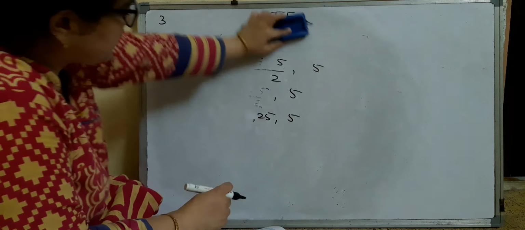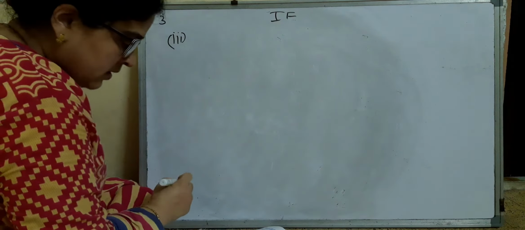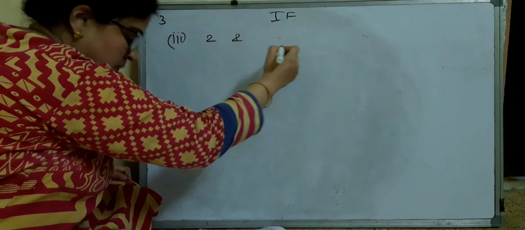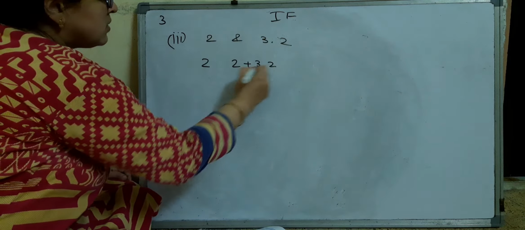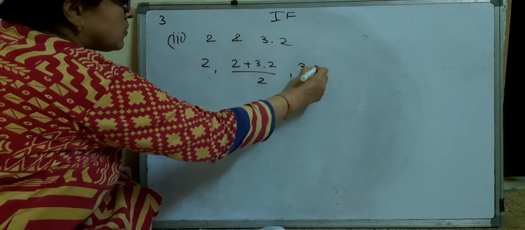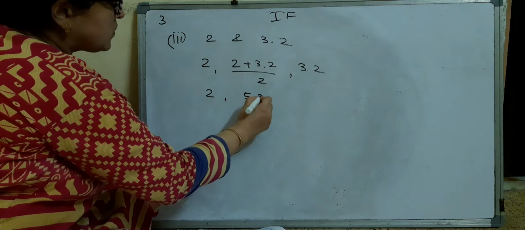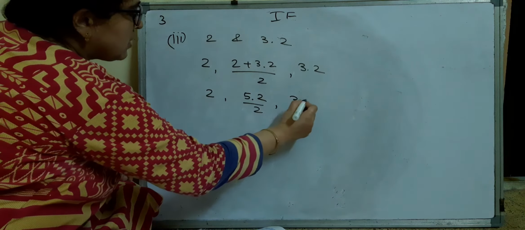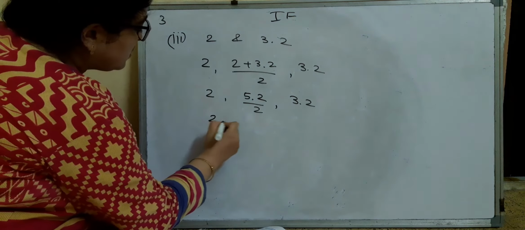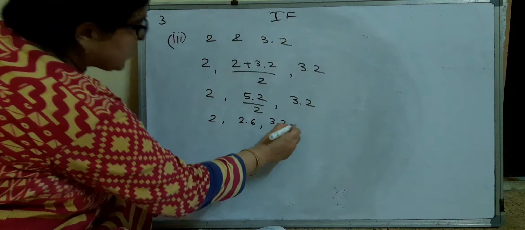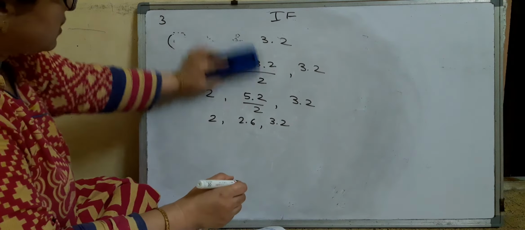Now the third one. 2 and 3.2. So 2 plus 3.2 upon 2. The addition is 2 plus 3.2, which is 5.2, upon 2. So 2.6, between 2 and 3.2. This is the third one. Understood? Next, the fourth one.